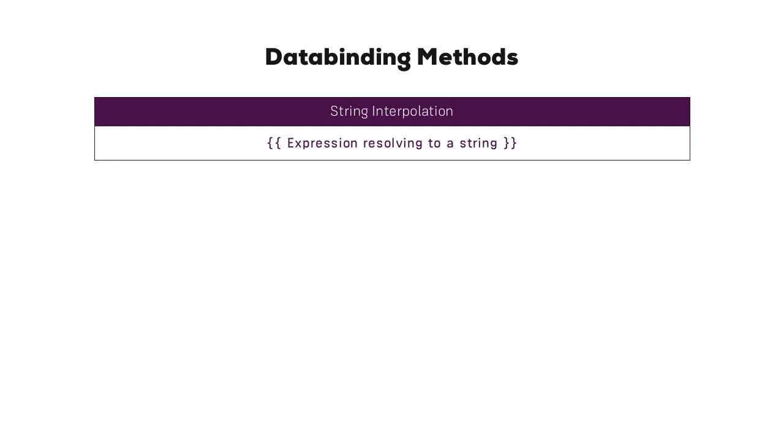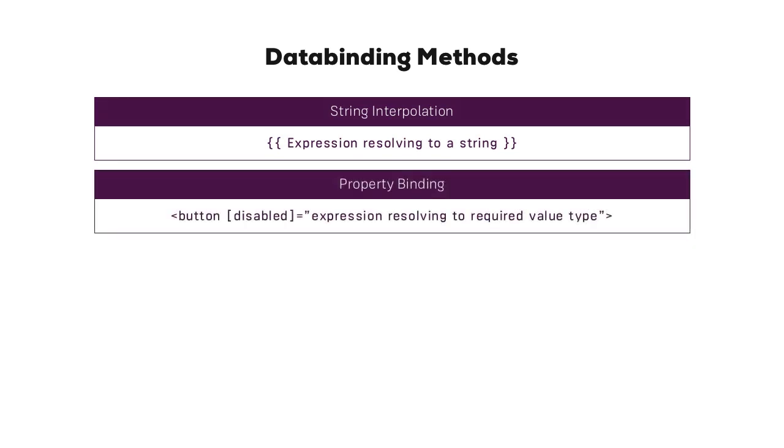And you already saw that in the first app where we output title between curly braces. Title was referring to a property of this component, which was a string. Therefore, we were able to output it because, as it's written here, the expression you want to output has to resolve to a string in the end.